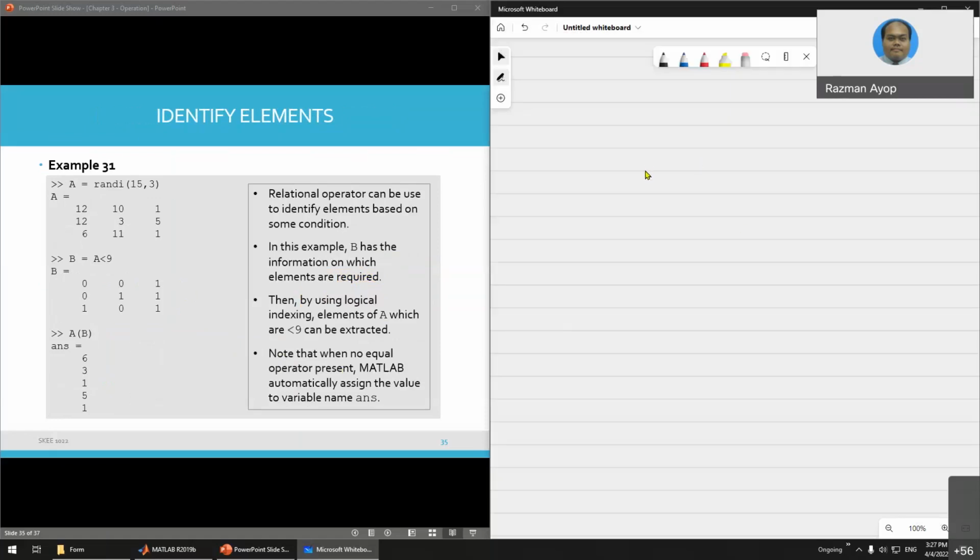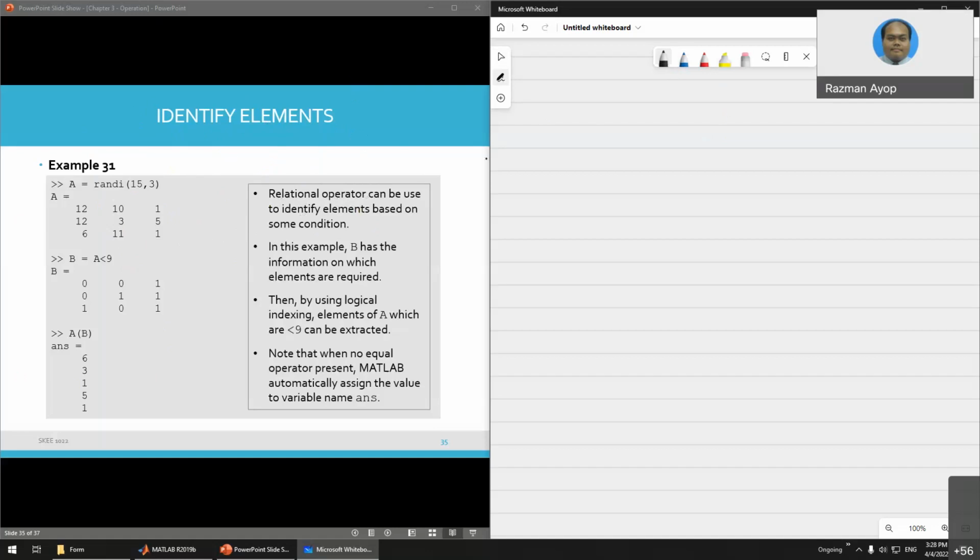So the next part is identify element. If you have multiple elements and you want to identify whether the element follows the logical value or not, this is how to do it. Make sure you know the title: identify element using relational operation.